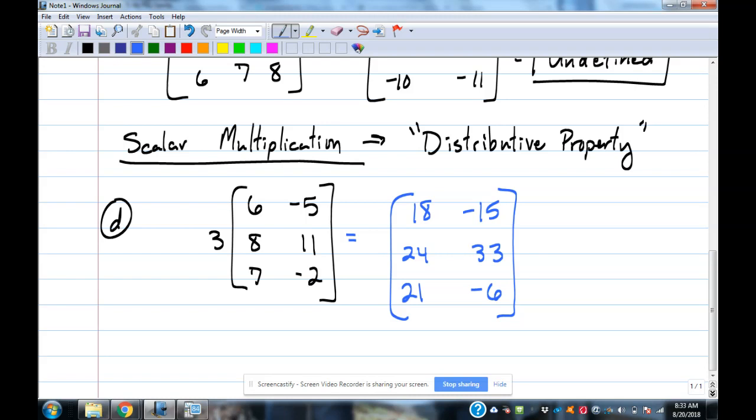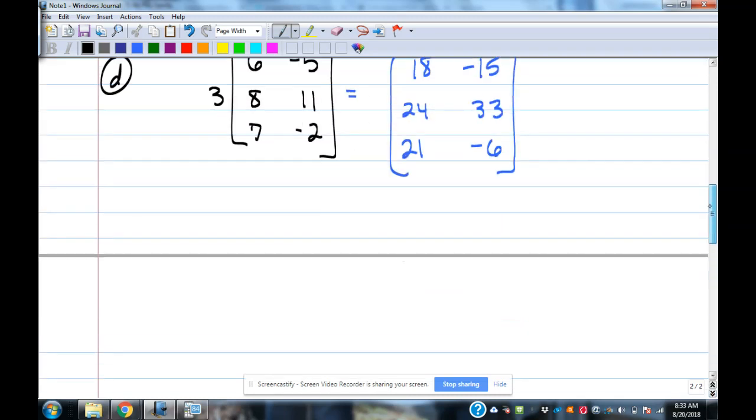Calculator-wise, you put this matrix in, and then when you go to do that scalar multiplication, you say 3 times the name of the matrix you put it in if you want to use a calculator to check yourself. Okay. But it's the easiest stuff. Okay. Let's scroll back up. We still see that.